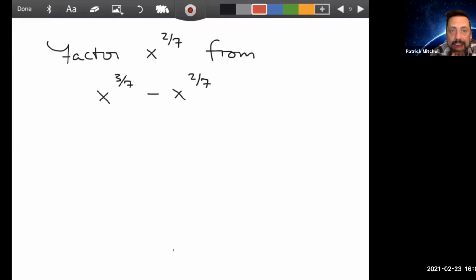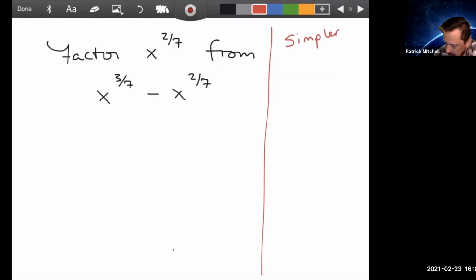All right. And then on to the little factoring problem. They're asking us to factor y to the 2/7 from y to the 3/7 minus y to the 2/7. So let's talk about the simpler, happier version of this problem, when we had a polynomial like x to the third minus x squared, and we had to factor out the GCF, which of course is x squared.